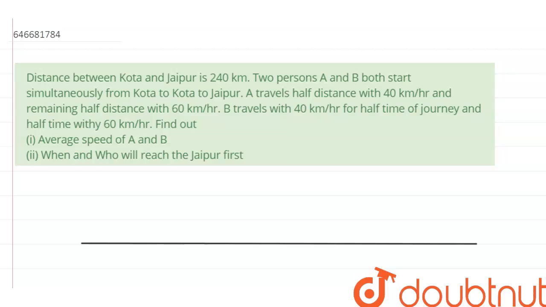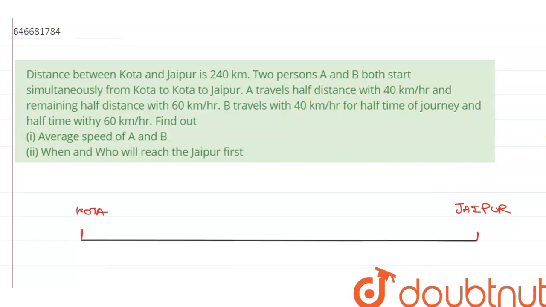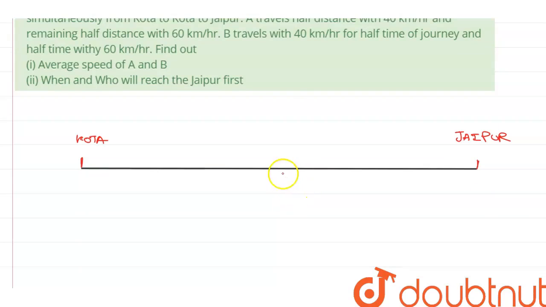So let's talk about A first. So this is the journey of A. Let's say this is Kota and this is Jaipur. Now A has traveled half distance with 40 km per hour. So the entire journey is 240 kilometers. That means midway point is 120 kilometers. So he is traveling this much distance with 40 km per hour and this much with 60 km per hour.